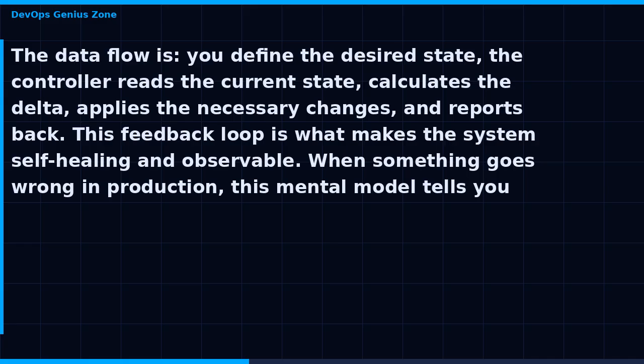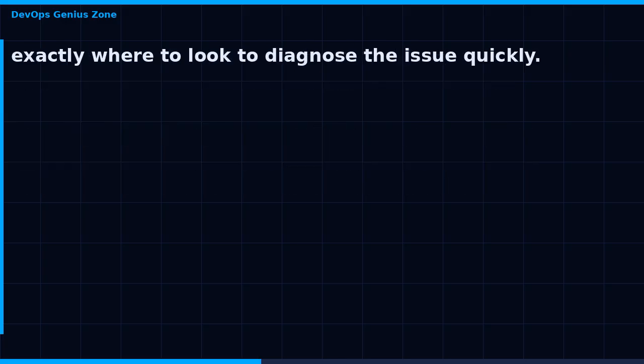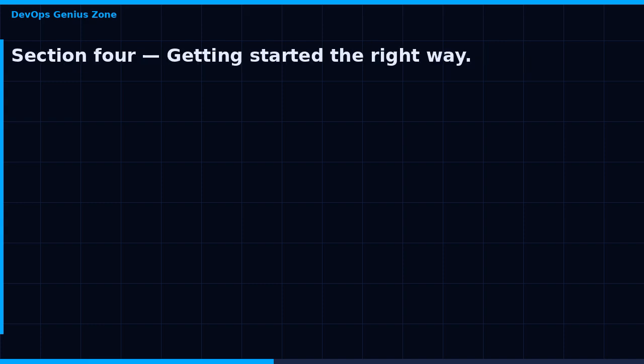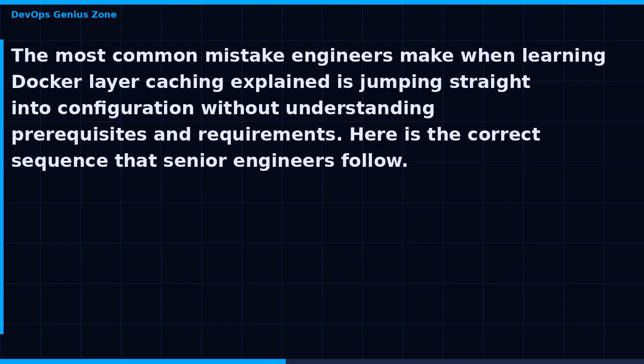Section 4: Getting started the right way. The most common mistake engineers make when learning Docker layer caching explained is jumping straight into configuration without understanding prerequisites and requirements. Here is the correct sequence that senior engineers follow. First, understand the problem before touching any tooling. What exactly are you trying to solve? What does success look like? What are your constraints around security, cost, and performance? 5 minutes of requirements thinking prevents 5 hours of rework.